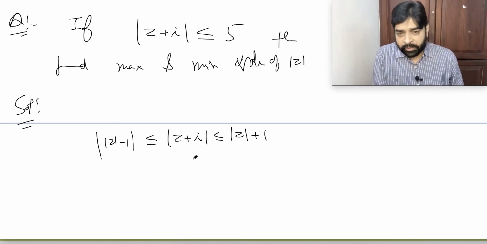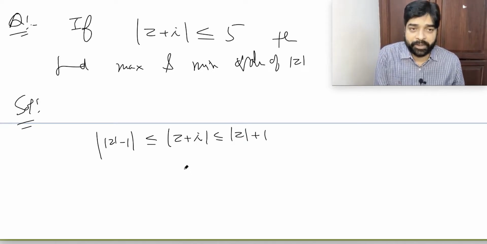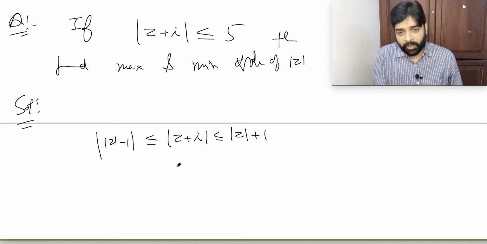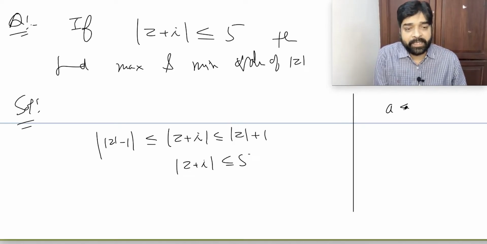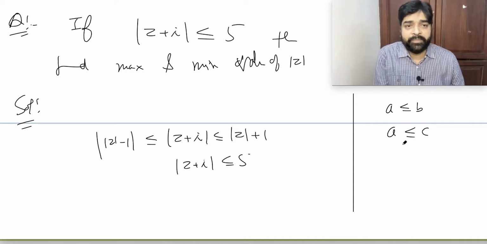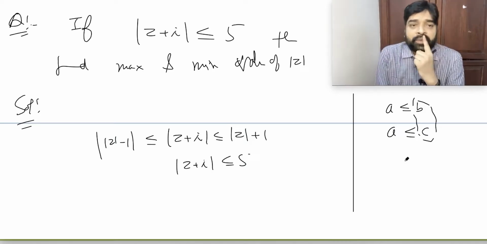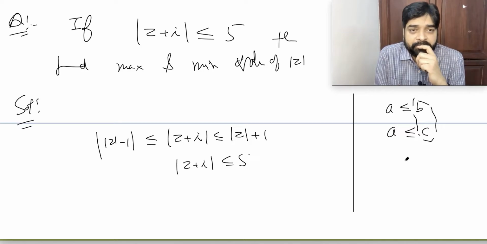Now, careful. In the earlier question, this value was given, so we directly put this value here. But here I cannot put the value. Only condition I know, mod of z plus i is less than equal to 5. Watch very, very carefully everybody. If I say A is less than equal to B, as well as A is less than equal to C, what is the relation between B and C? Who is bigger? B bigger or C bigger? No relation. How can you make the relation?